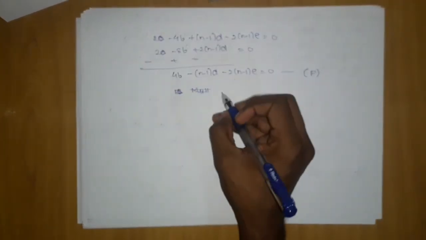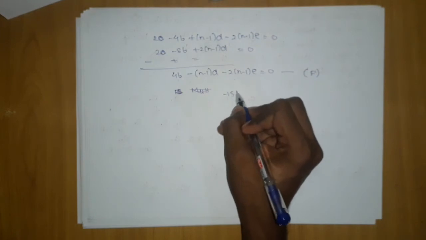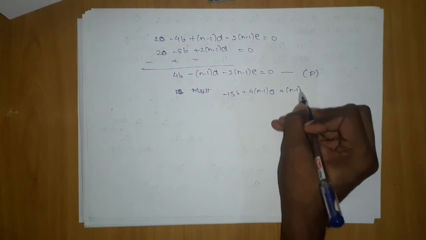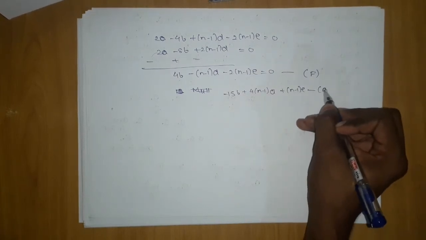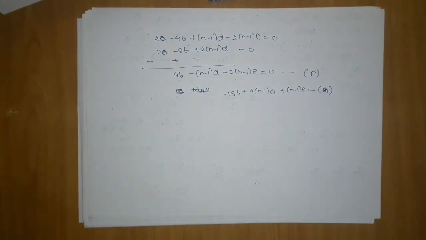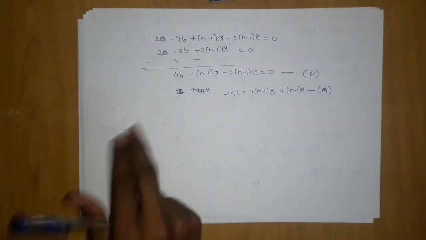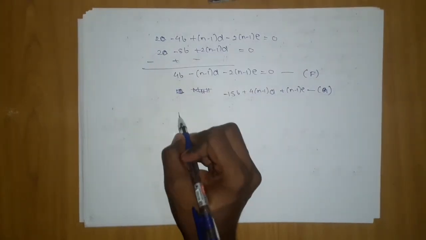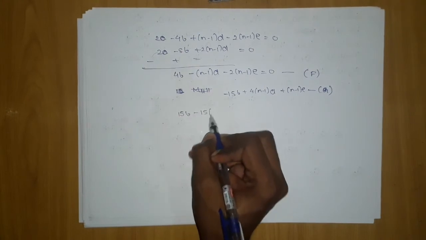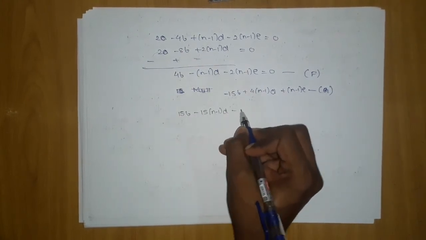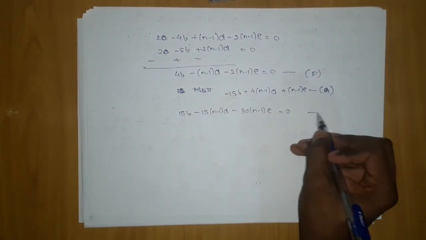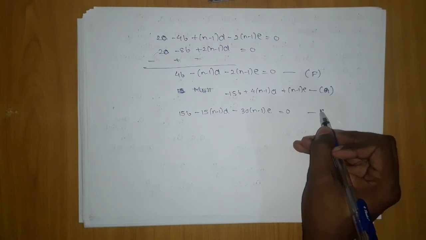So I have got my g equation. In b terms it is minus 15b plus 4(n minus 1)d plus (n minus 1)e. This is my g equation. So what we can do, what is the possible common multiple between 4 and 15? If I multiply this by 15: 15b minus 15(n minus 1)d minus 30(n minus 1)e, I multiplied e by 15. This is my new h equation.